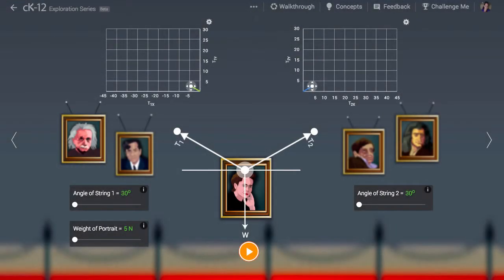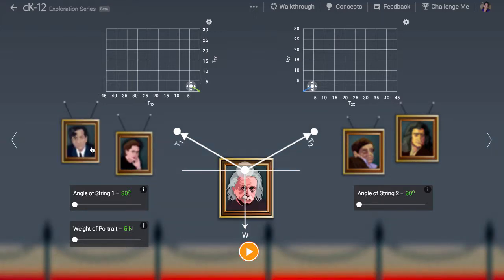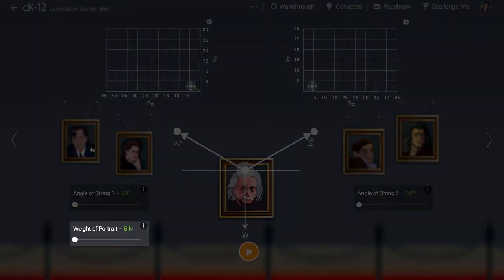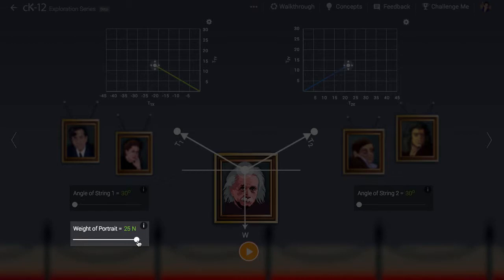Here in the portrait gallery, we can click on the different pictures as we imagine hanging them from two angled cords or strings. We can adjust the weight of the portrait with the weight slider. The weight is provided in newtons, so this is the force of gravity acting on the portrait.